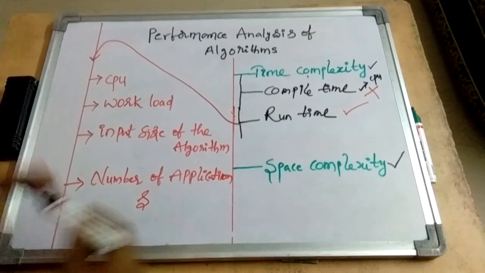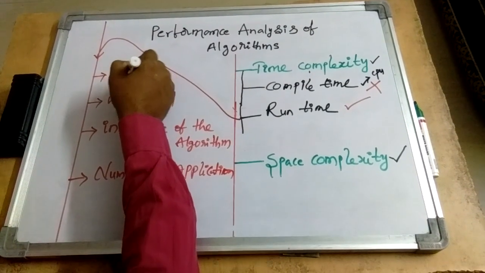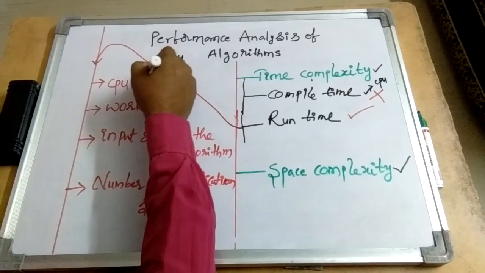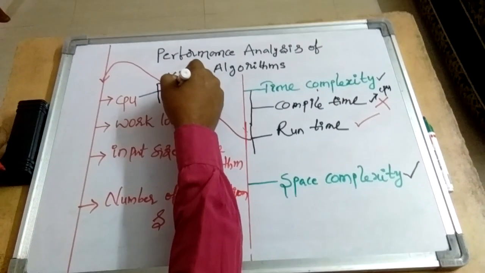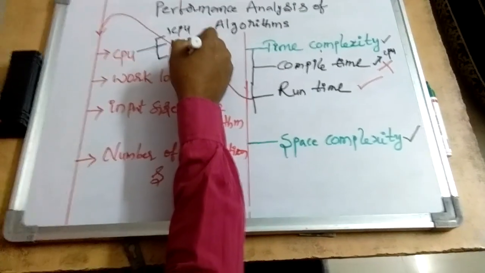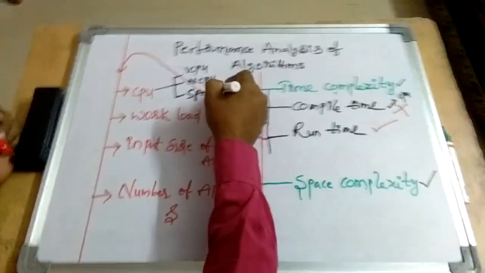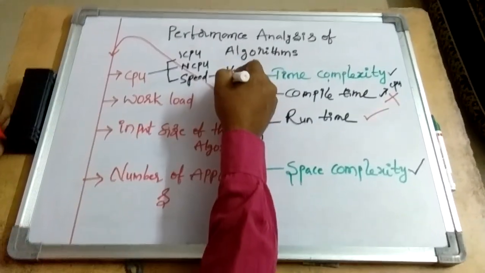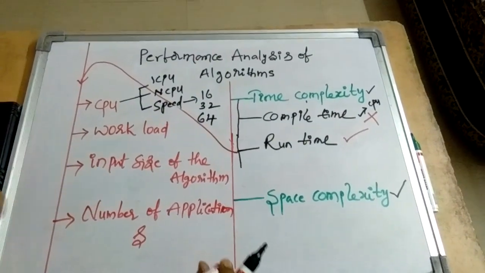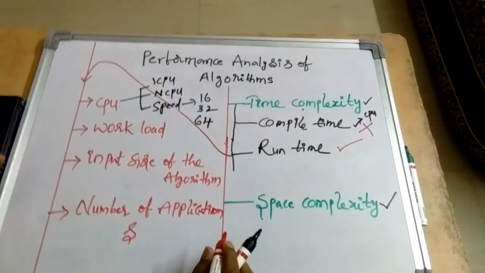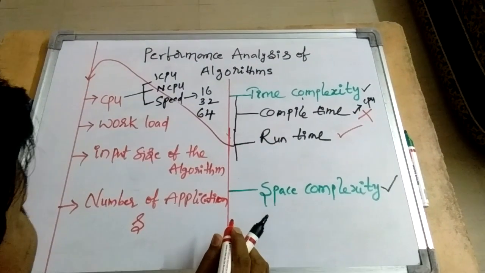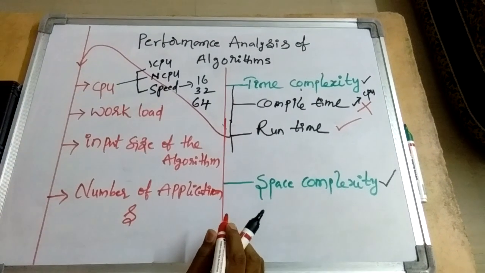Now let us see one after another. CPU means what type of CPU, whether it is a single core CPU, or you are using a multi-core CPU, say n number of CPUs, and also the CPU speed. What is the processor speed, in the sense whether it is 16 bit or 32 bit or 64-bit processor you are using. Based on that, the execution time varies. If you are using a high-end processor, you can compile and execute the C program in less time. If you are using a low-end processor, it will take much more time.